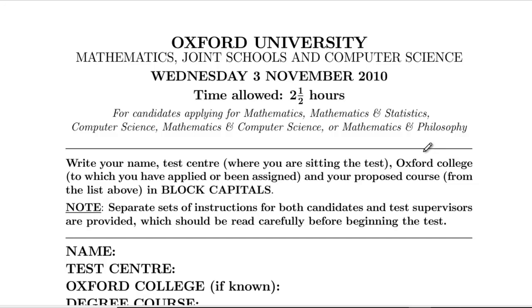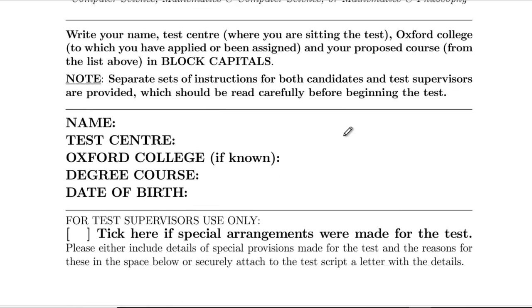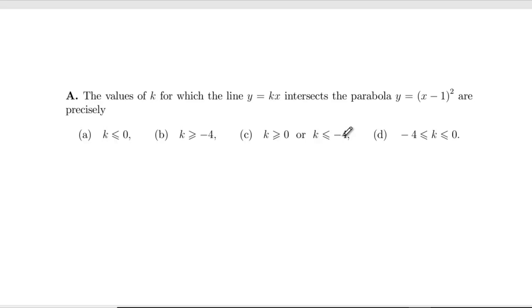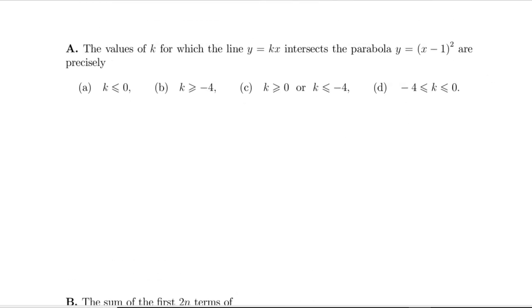Hello, in this video I'm going to kick off the Oxford 2010 MAT. So as usual that means the multiple choice questions at the beginning, of which there are 10. So starting with question A, the values of k for which the line y equals kx intersects with y equals (x minus 1) all squared.